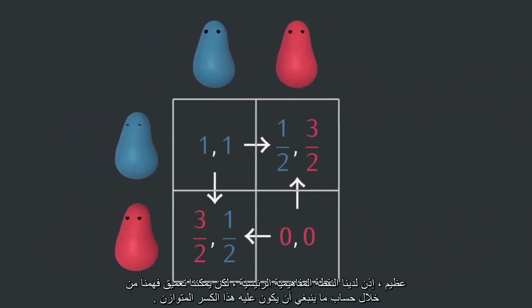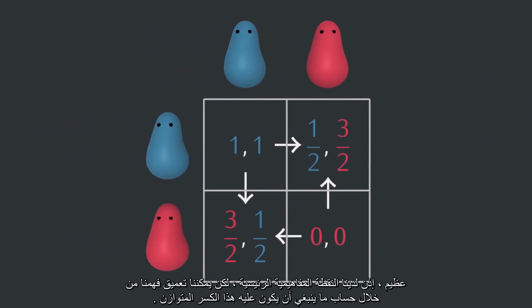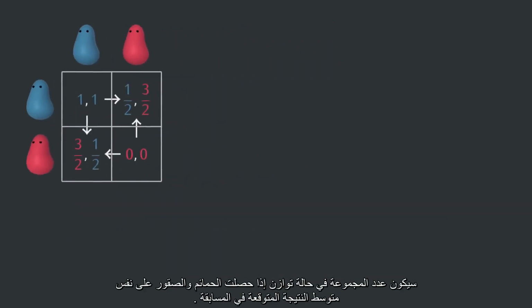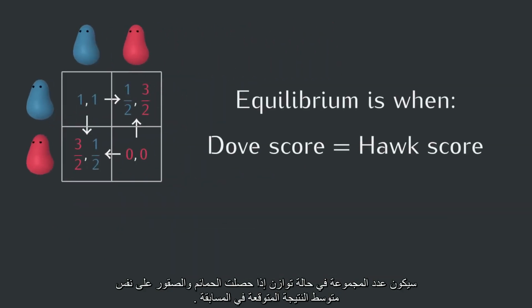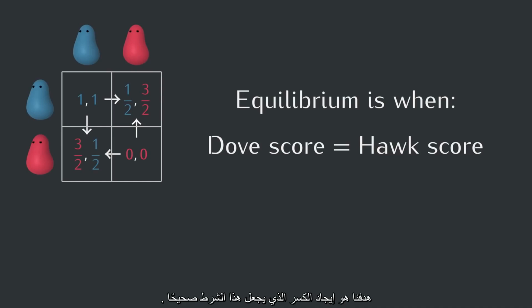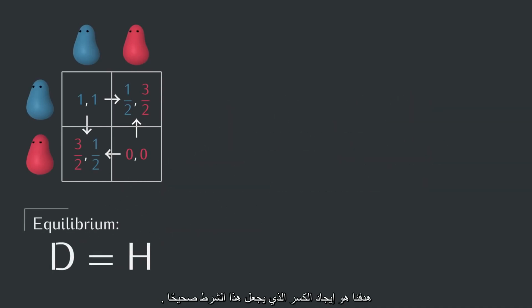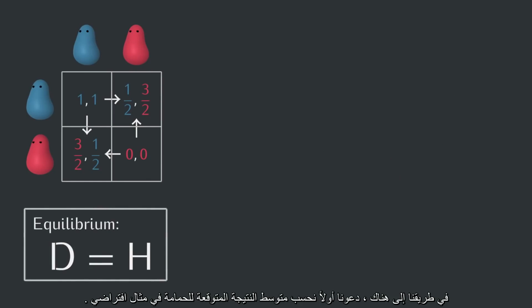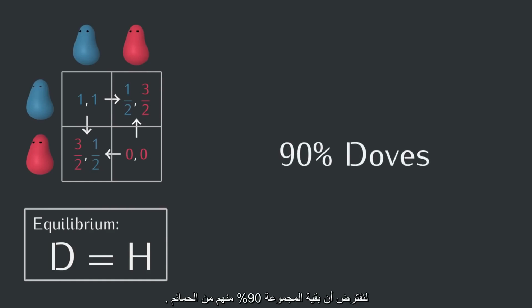Great, so we have the main conceptual point down, but we can deepen our understanding by calculating what that equilibrium fraction should be. The population will be in equilibrium if doves and hawks have the same expected average score in a contest, right? Equilibrium is when, on average, we don't expect to change one way or the other, so we can't have one strategy doing better. They're equal. Our goal is to find the fraction of doves that makes this condition true. On our way there, let's first calculate the expected average score for a dove in a hypothetical example, say where the rest of the population is 90% doves.